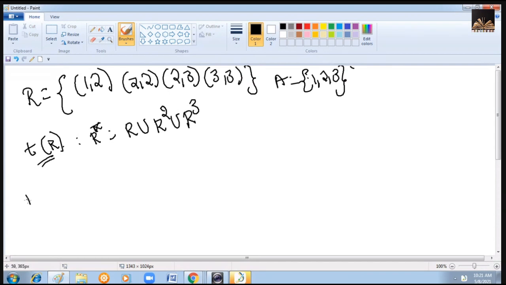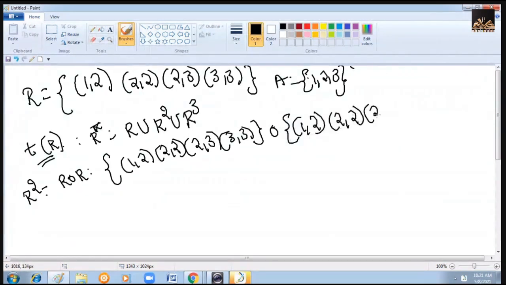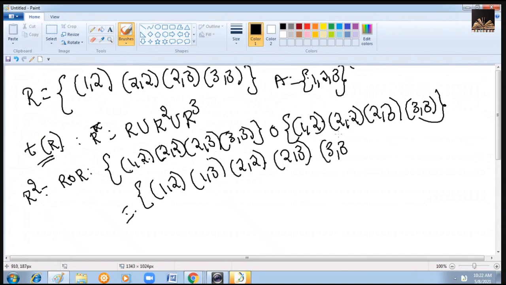Therefore, first you need to calculate R2. R2 is R of R: (1,2), (2,2), (2,3), (3,3) composed with R. Now (1,2) and (2,2) give (1,2); (1,2) and (2,3) give (1,3). Next (2,2) and (2,2) give (2,2); (2,2) and (2,3) give (2,3). Next (2,3) and (3,3) give (3,3). That's it.